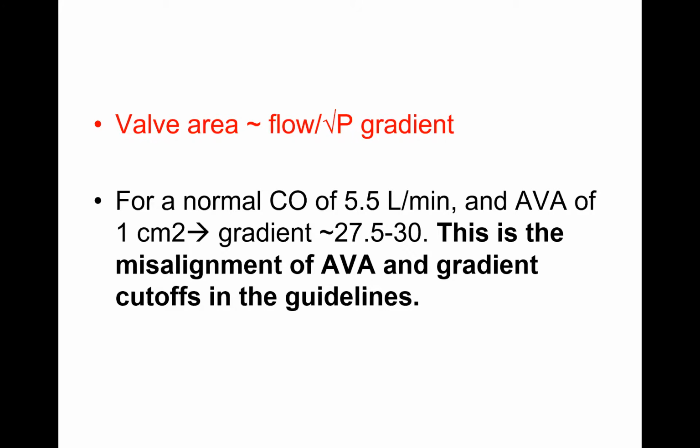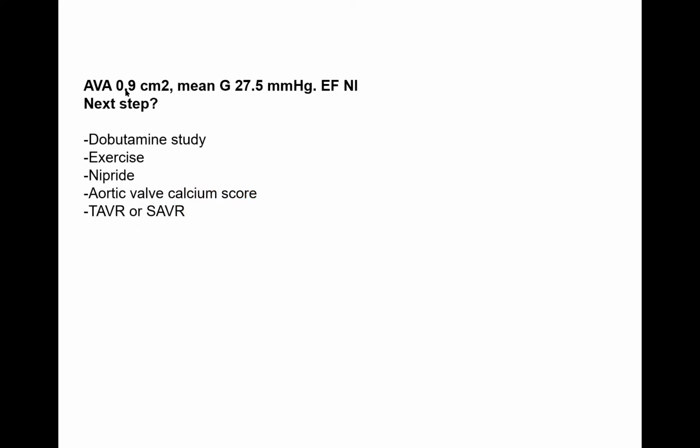Conversely, if by echo you have a gradient of 30s, it's not always severe AS. So they picked the gradient cutoff that's very specific, and they picked an aortic valve area that by echo is sensitive, not very specific, okay? By cath, on the other hand, the valve area becomes very specific because you measured it accurately. So when you get it by cath, this is definitely severe AS.